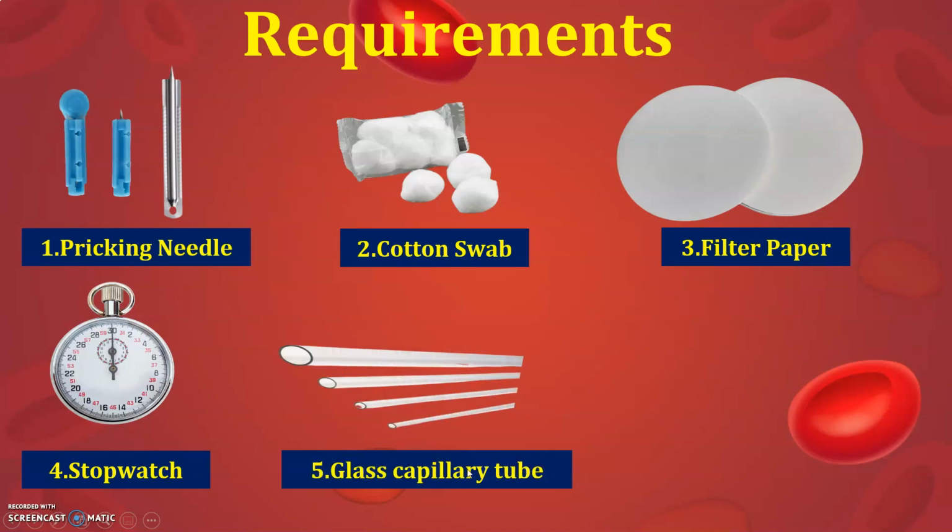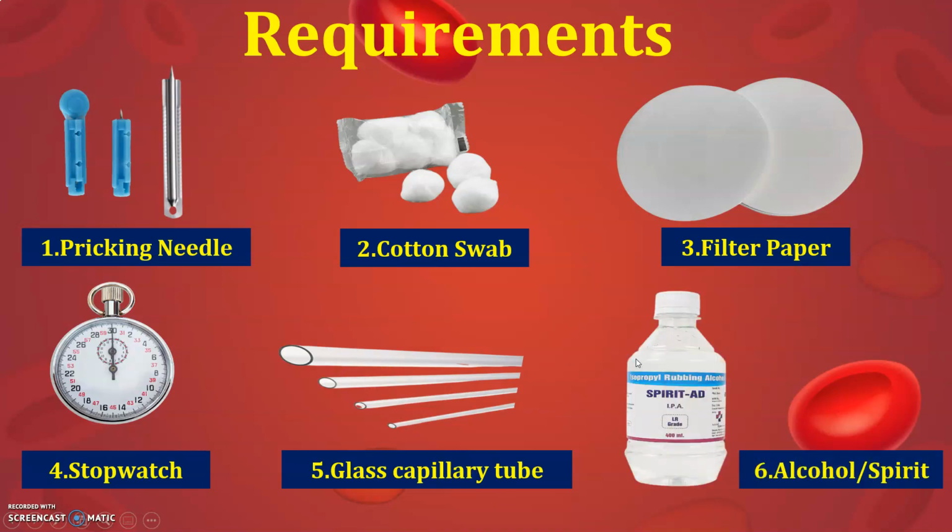Number 5 is the capillary glass tube, generally used for clotting time. And the last one is the spirit or alcohol, which is applied with the help of a cotton swab before pricking the finger. So these are the 6 requirements. Using these we can collect the blood and record clotting as well as bleeding time.